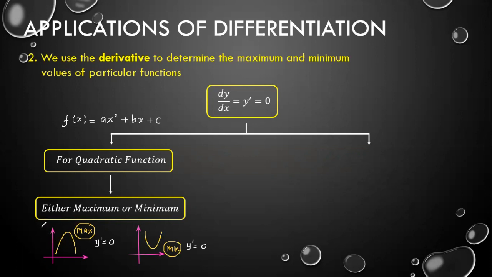For the maximum type, or the maximum point, we'll find the characteristic of the maximum graph when a is less than 0. But for the minimum point, when a is more than 0. Is it clear to you, everyone? Very clear, right? So this is the characteristic of the quadratic function and the application of differentiation for the quadratic function.